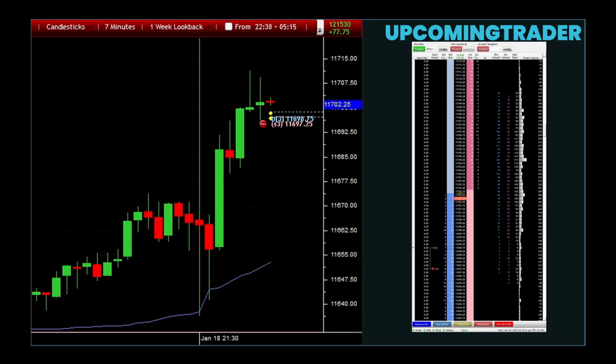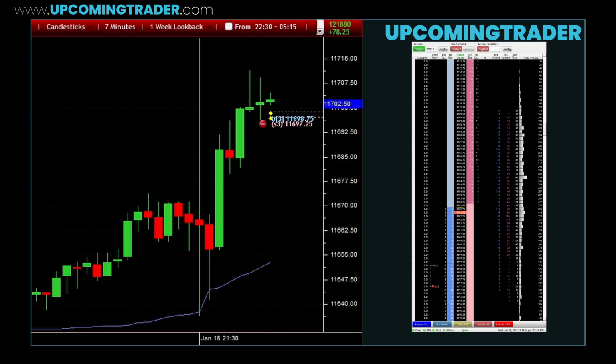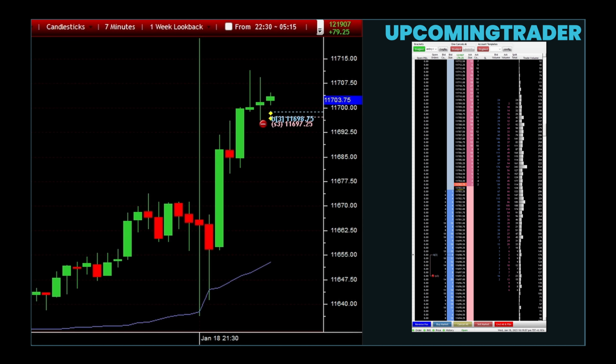Triangles are continuation patterns that indicate a period of consolidation before the price moves in the direction of the existing trend. There are 3 types of triangles: ascending, descending, and symmetrical. Ascending triangles have a flat resistance line with rising support, often signaling a bullish continuation. Descending triangles have a flat support line with falling resistance, typically signaling a bearish continuation. Symmetrical triangles have converging trend lines and can signal a breakout in either direction, depending on where the price moves.